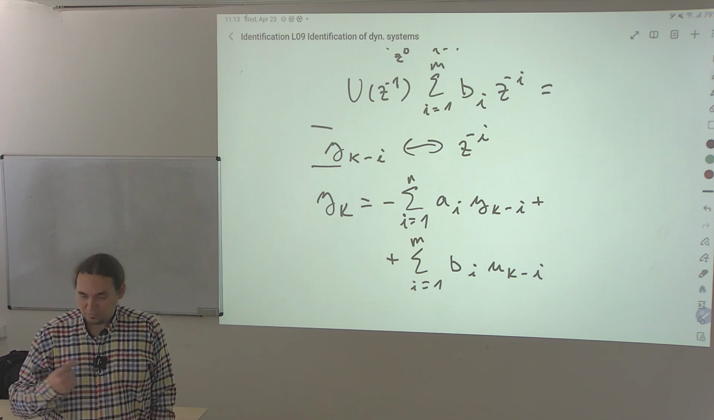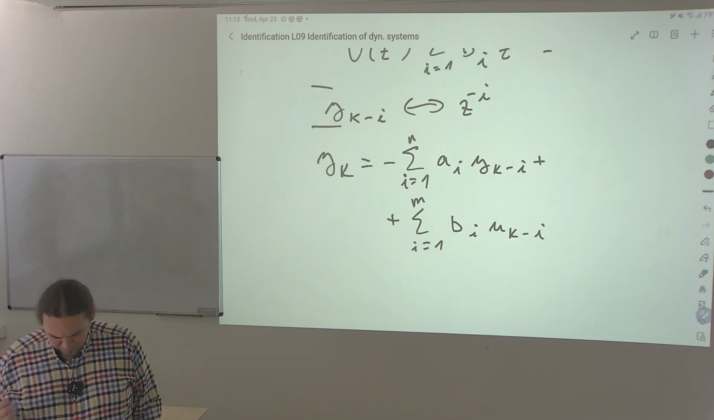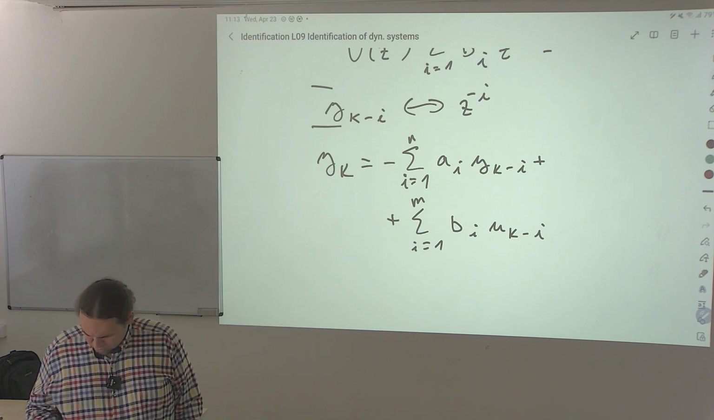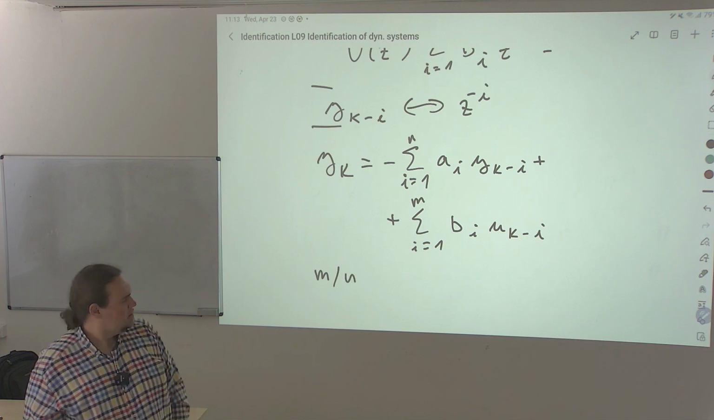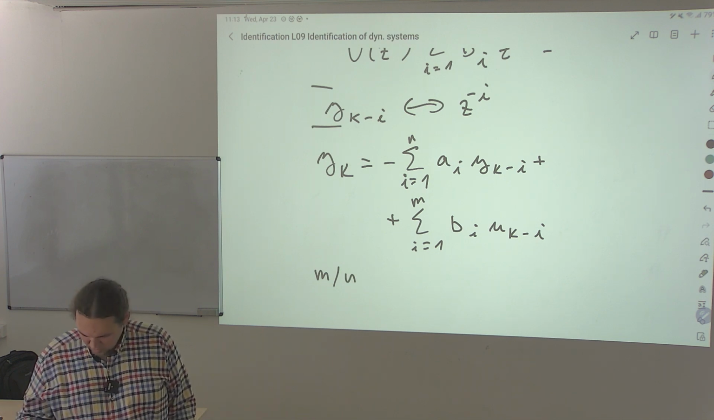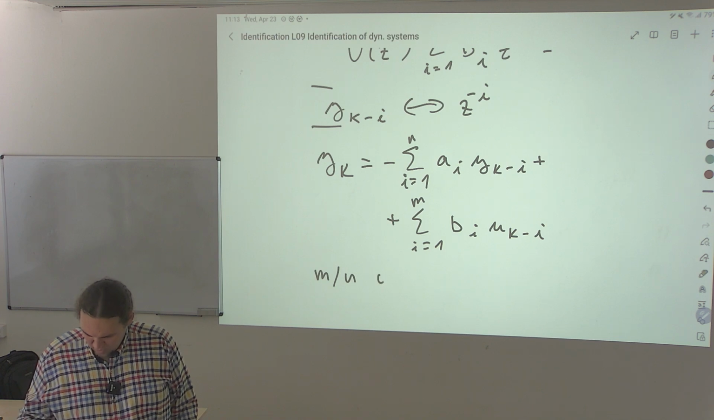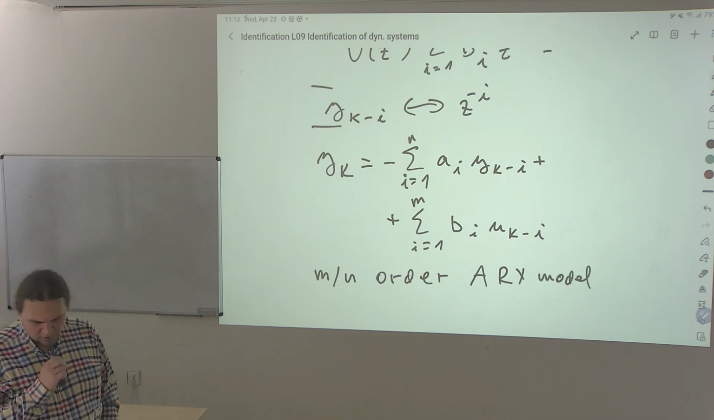Yes, this is our time domain model. How would this be called, mn or nm? Now I do not remember the order of these. ARX model of order mn.